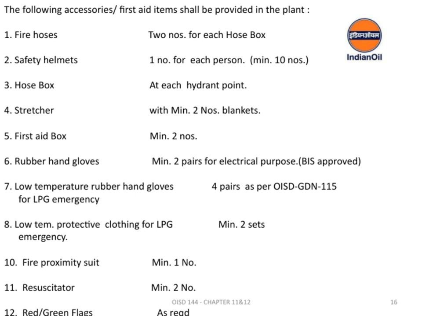Resuscitators are important too. At least 2 should be kept available for emergency medical response, helping with immediate life support if needed. Lastly, red and green flags should be provided as required, mainly for signaling or communication during emergency situations. All these accessories and first aid items collectively play a crucial role in maintaining safety and preparedness in our plant environment.